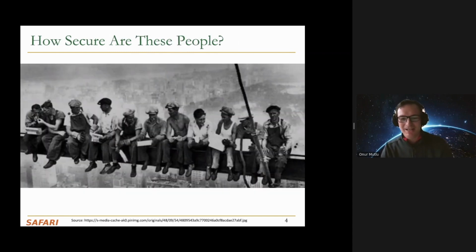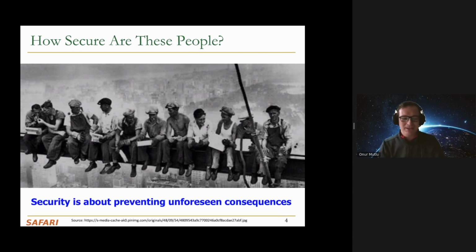I also talk about this example of workers who are building New York City after the war, and they're clearly happy on this rod over here. But if a bit flip happens on this rod, they will not be very happy very quickly, right? So I think of security as preventing unforeseen consequences. And as you build critical infrastructure that relies on the security of your devices, I think this is a really good way of thinking about security going forward.